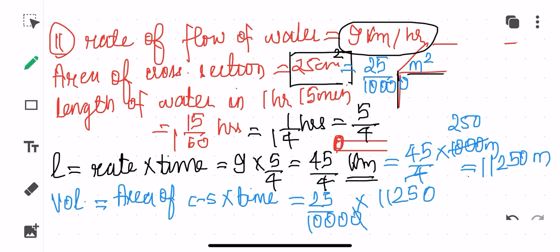So here 10 is getting cancelled. 25 will be going how much time? It goes 40 times. So you are getting what? 1125 divided by 40. Okay, so if you want, you can just keep it like this for the time being, or if you want, you can get the answers in decimals as well. That is completely fine. I'll be keeping it like this.